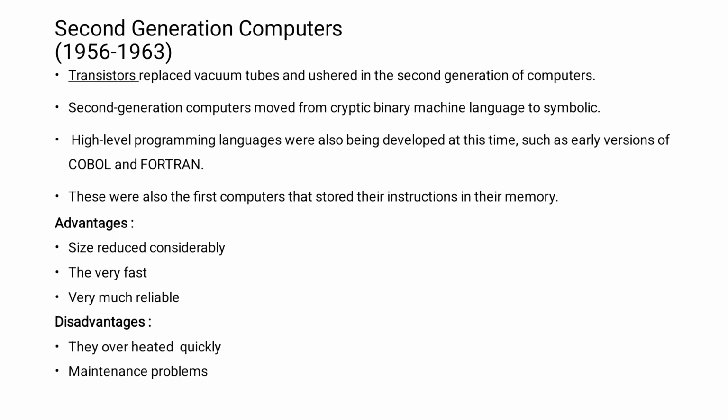Second generation computer, 1956 to 1963. Transistors replaced the vacuum tubes and ushered in the second generation of computers. Second generation computers moved from cryptic binary machine language to symbolic. High level programming languages were also being developed at this time, such as early versions of COBOL and Fortran. These were also the first computers that stored their instructions in their memory.